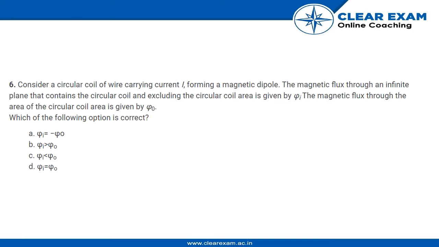Consider a circular coil of wire carrying current I forming a magnetic dipole. The magnetic flux through an infinite plane that contains the circular coil, excluding the circular coil area, is given by phi1. The magnetic flux through the area of the circular coil is given by phi naught. Which of the following options is correct?